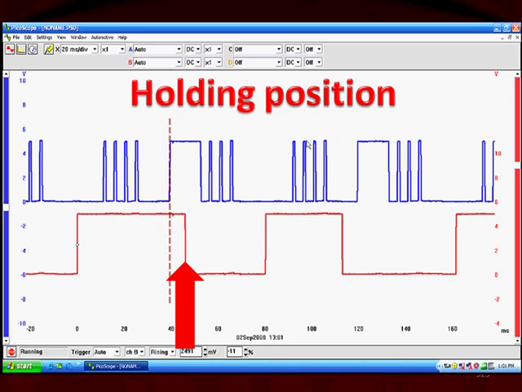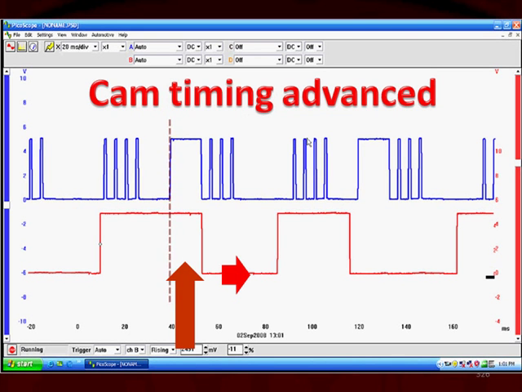When we have independent camshaft adjustments, we have multiple camshaft position sensors, so the computer knows, did the cam move where it was supposed to move to. Here we're looking at cam timing advance. The red arrow showing that we advanced here. Now what changed is the camshaft's relationship to the crankshaft.